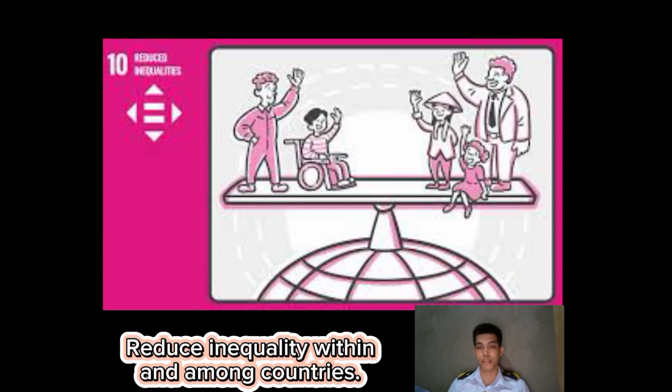So number 10, reduce inequality. Reduce inequality within and among countries. This goal focuses on reducing income inequality, social exclusion, and discrimination to ensure that all people have equal opportunities for economic and social advancement.